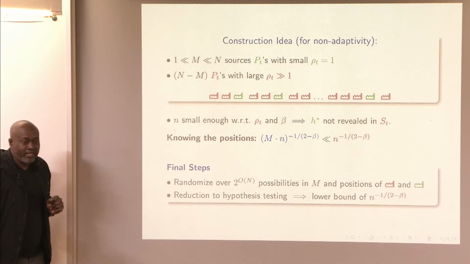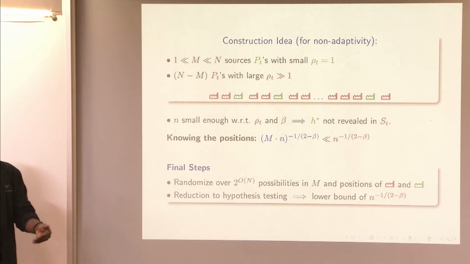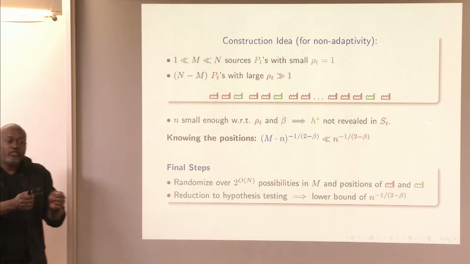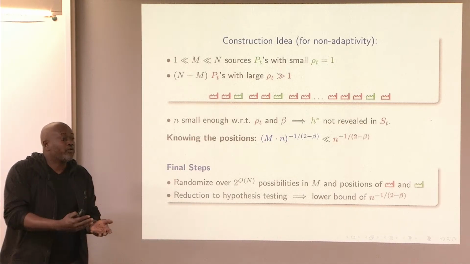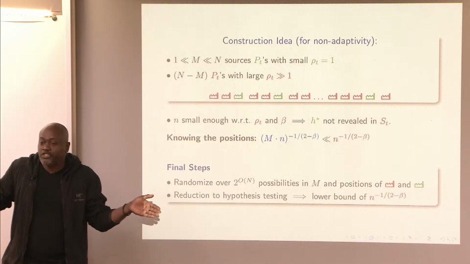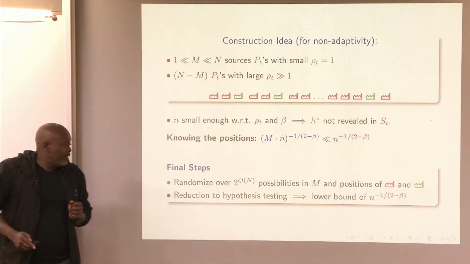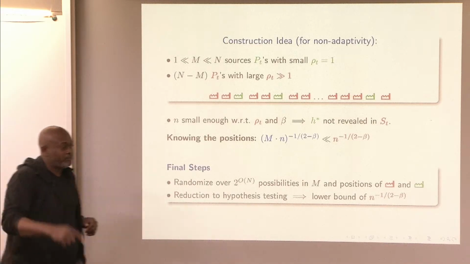So that's the high level of it. The whole analysis is a reduction to multiple hypothesis testing that just makes it impossible, even though an oracle can achieve a fast rate, for an algorithm that did not know the positions to achieve a fast rate. I hope that's somewhat clear, the high level, please.